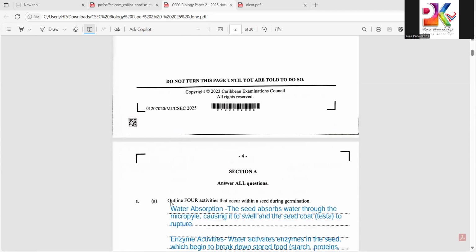So the first question says outline four activities that occur within a seed during germination, right? First one is water absorption. And of course, the seed absorbs water through the micropyle, causing it to swell and the seed coat, or the testa, to rupture.